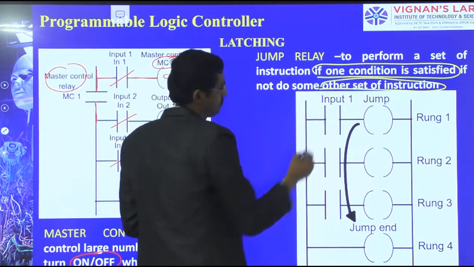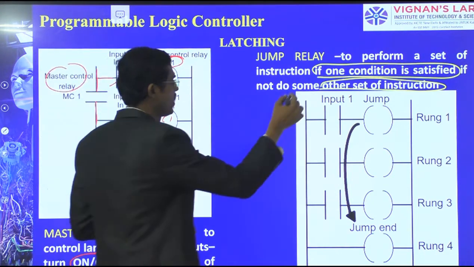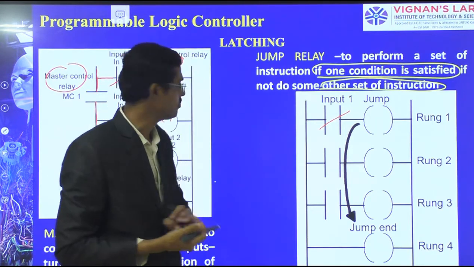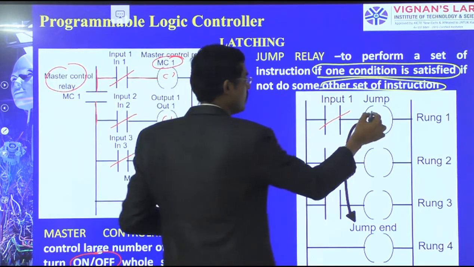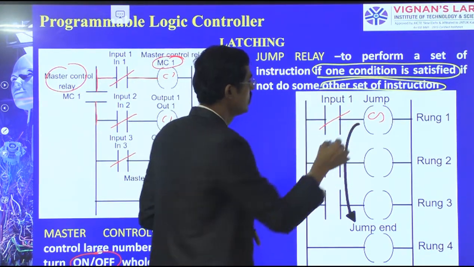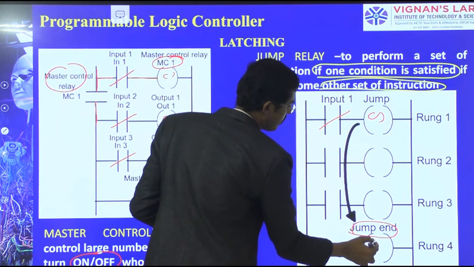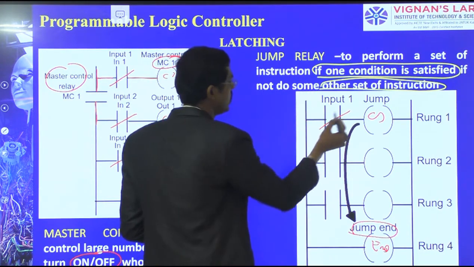So input 1 is the count. Maybe input 1 is given as 1 input, 2 inputs, or 3 inputs. When input 1 is received, from here this jump is activated. The jump is connected to this jump end rung. So this process will be disconnected.